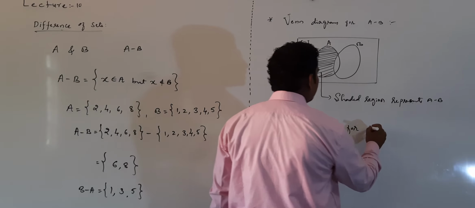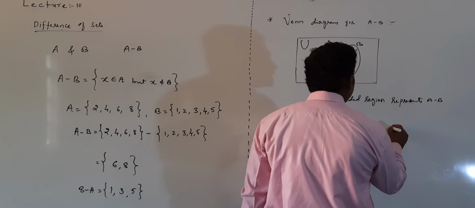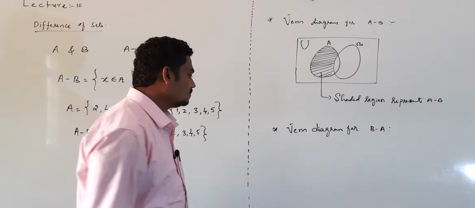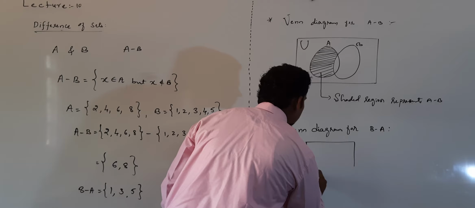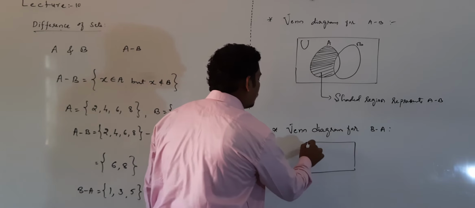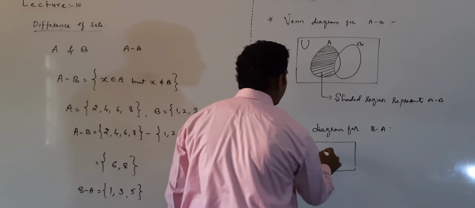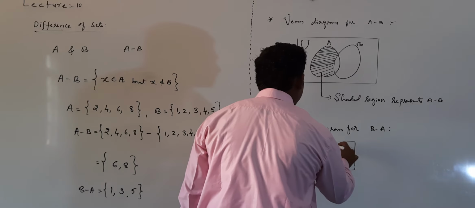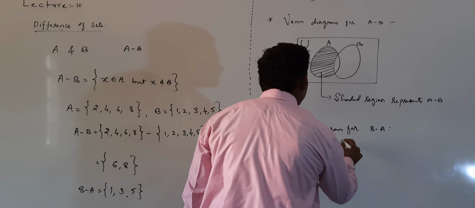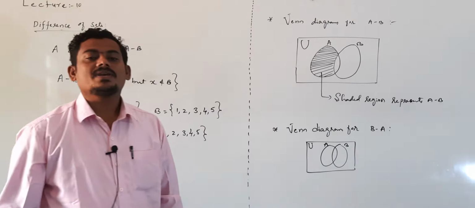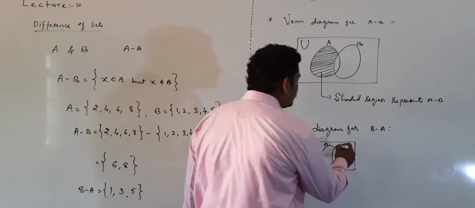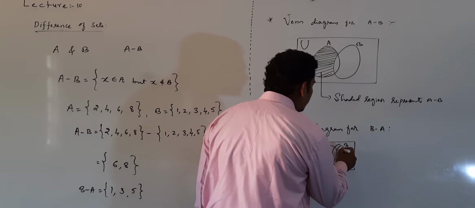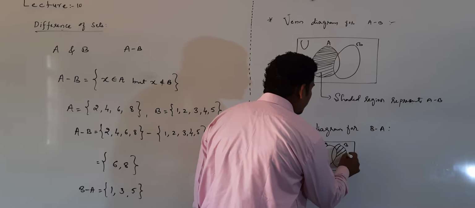Venn diagram for set difference of B and A. Just take a rectangle and it is the universal set. Consider two sets, capital A and capital B. In this case, B minus A means B but not A. B but not A means this region. This shaded region represents B minus A.